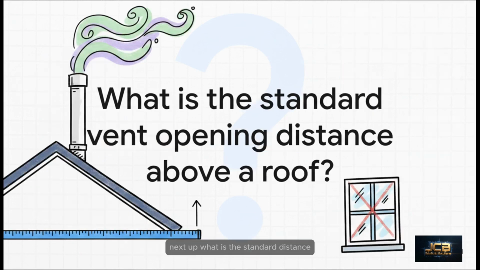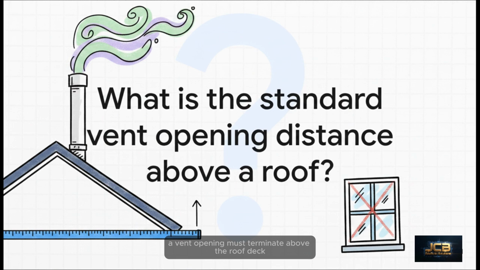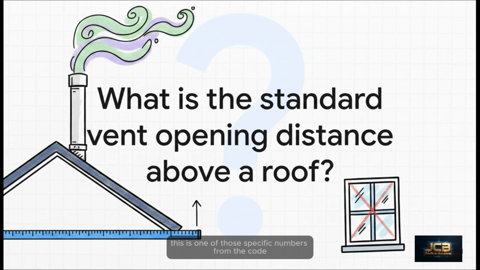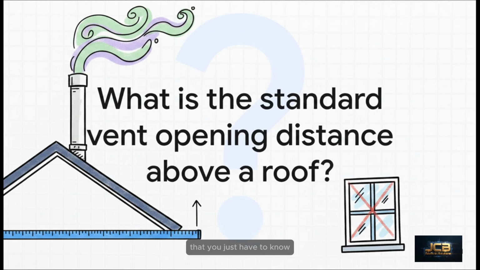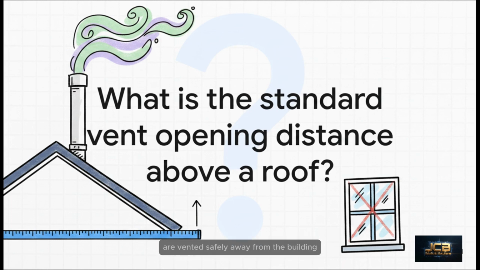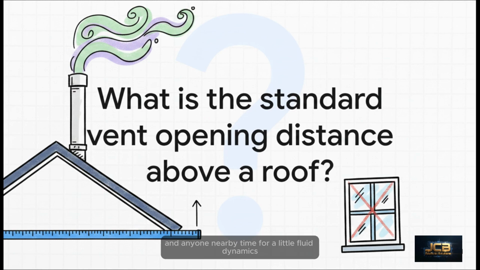Next up, what is the standard distance a vent opening must terminate above the roof deck? Is it A, 0.9 meters, B, 1.2 meters, C, 3 meters, or D, 2.1 meters? Lock it in. The answer is A, 0.9 meters. This is one of those specific numbers from the code that you just have to know. It's there to make sure dangerous sewer gases are vented safely away from the building and anyone nearby.